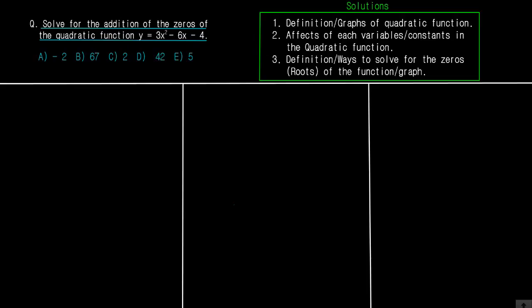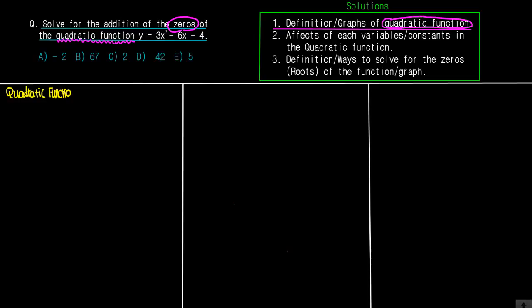As we can see, this question is basically about the quadratic function, and more specifically, it's about zeros. So, in order to solve this question, we have three things to know in order to approach it. The first thing is the definition and graphs of quadratic functions. So, let's think about what a quadratic function is.